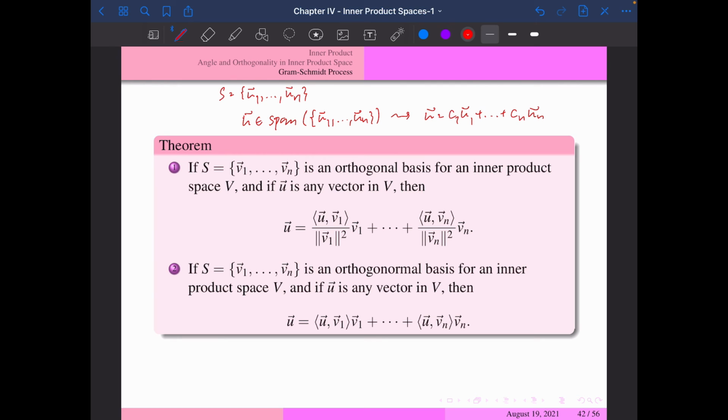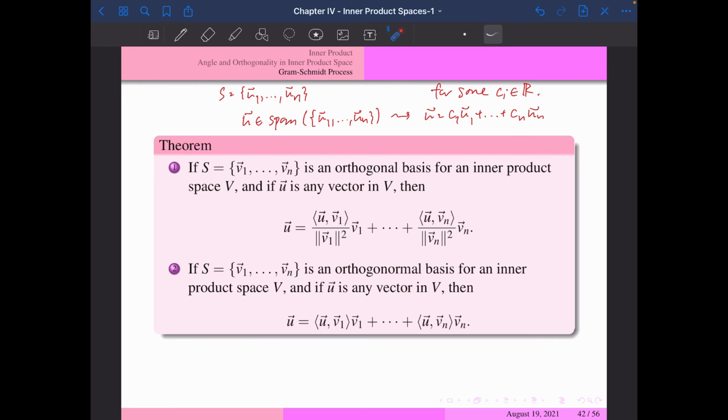But you only know that c1 to cn are constants or scalars, and we don't know the value. We don't know the explicit formula for c1 to cn, right? But if this basis is an orthogonal basis, we can find the coefficient of u1 up to the coefficient of un. Okay, so this is our theorem.